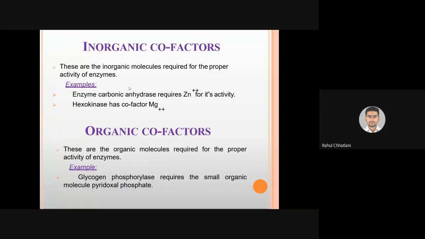Inorganic cofactors and organic, we saw both the things. In inorganic, we saw zinc, magnesium. So these are the ions. Organic can also be there. So glucose phosphorylase is a small organic molecule. Pyridoxal phosphate. So phosphorus is a glycogen. Phosphorylase is necessary.